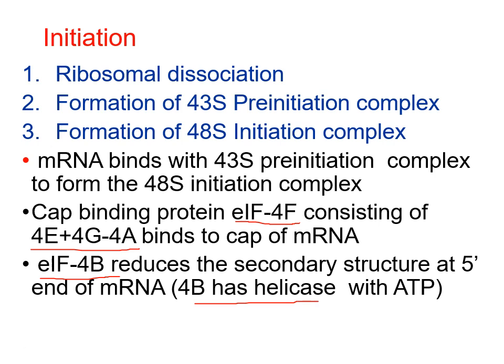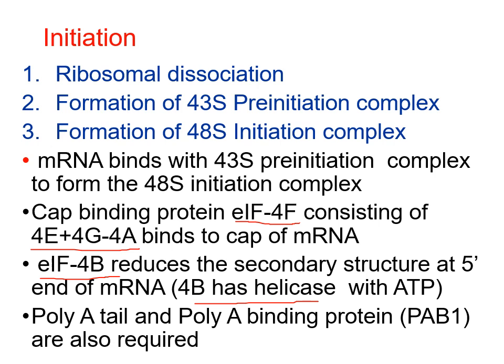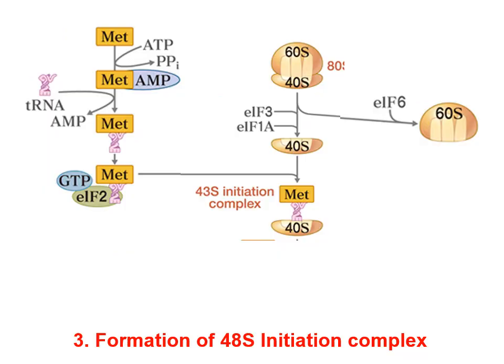That is, this factor has an ATP dependent helicase activity and it reduces the secondary structure present in the mRNA. Recently it has also been found that it's not only the cap binding protein and the cap, but the poly A tail is also important in effective initiation. That is, the poly A tail along with the poly A binding protein is also important for the initiation process. Now let us see the same thing in diagrammatic form.